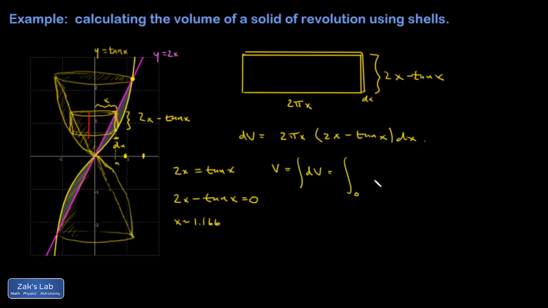All right, so now we're going to use an integral to add up all the dV's, all the way from x equals 0 to 1.166, of 2 pi x times the quantity 2x minus tangent x dx. And this integral looks to me like the kind of thing you'd be able to do with integration by parts, but we already had to use an approximation anyway, so why don't we go ahead and just numerically approximate the integral.